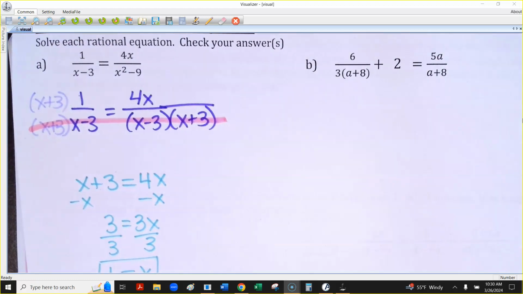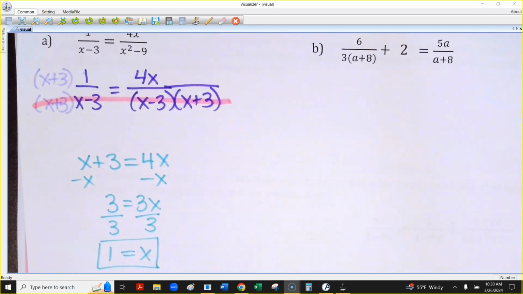Make sure it doesn't make a denominator 0. So if I had gotten 3 or negative 3 as an answer, we would be in bad shape, but this is just positive 1. So as long as it's not 3 or negative 3, you're good to go. Does anybody have a question?